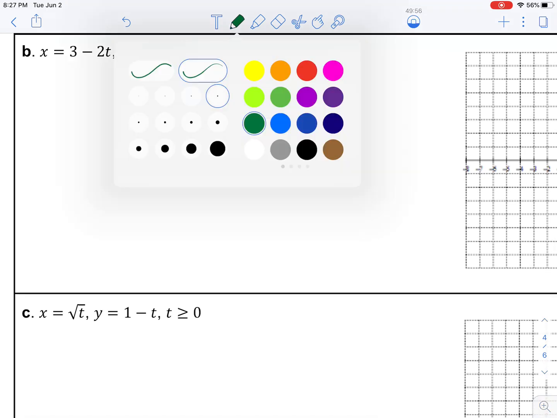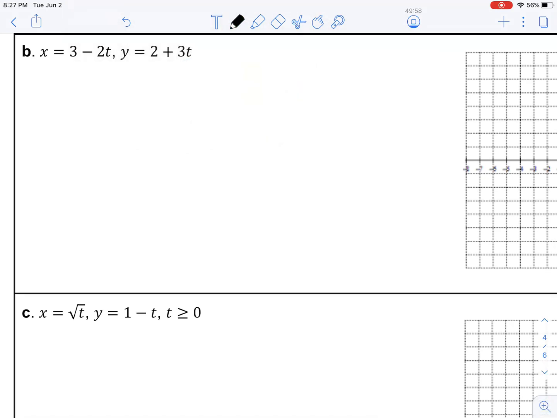B, we are given that x is equal to 3 minus 2t and y is equal to 2 plus 3t. And one of the biggest differences here is that there's no restriction or bound on t. So we aren't restricted to just using t values of negative 2 to 2. We can actually use any t values.